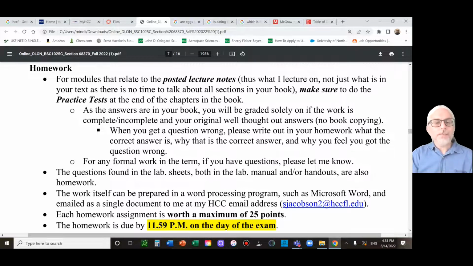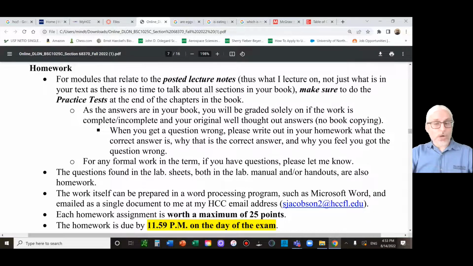And then secondarily, to make sure you understand the material. Now, I grade the homework after the exams, so you don't need to stress about it as you get ready for the exams. The point here is not to get a question right or wrong. I grade my homework on effort.